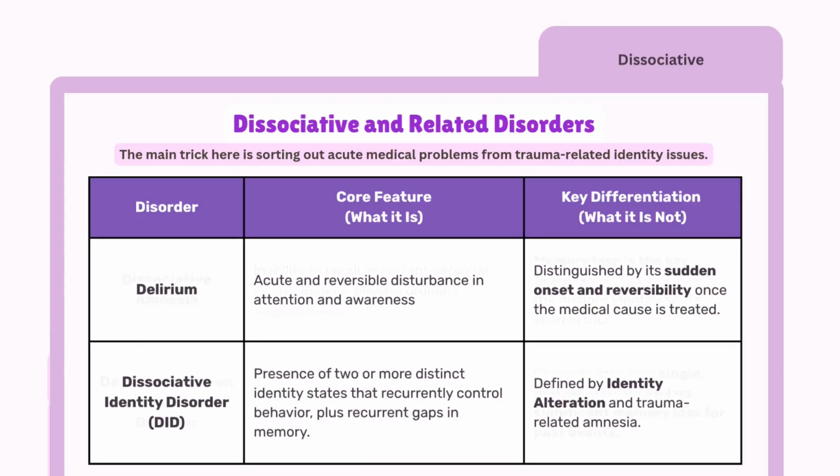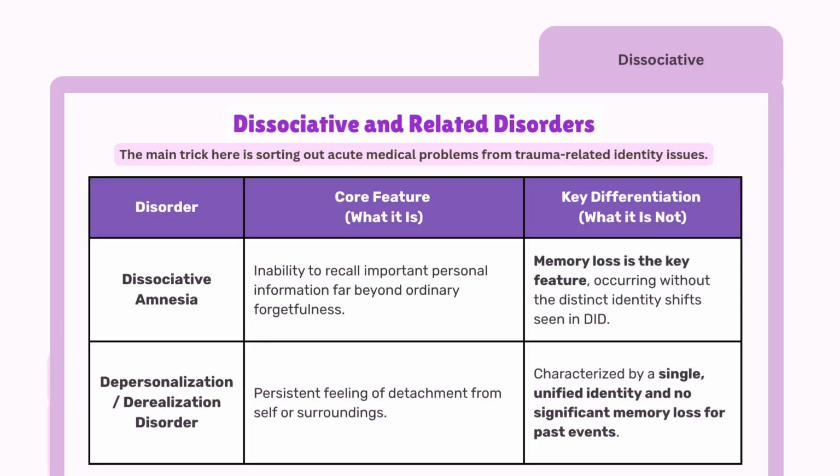The next is dissociative amnesia. The core feature of this is the inability to recall important autobiographical information, which is also often linked to traumatic experiences, which is too extensive for ordinary forgetfulness. So, an example of this would be a person who cannot recall their name, address, or any details about their life, but they retain general knowledge, like how to speak.